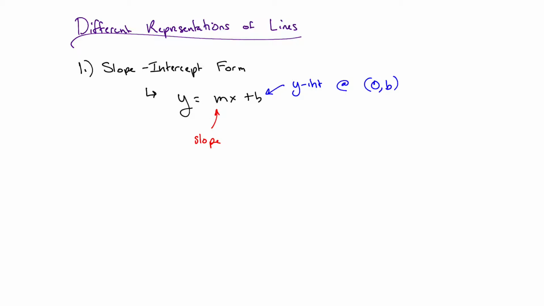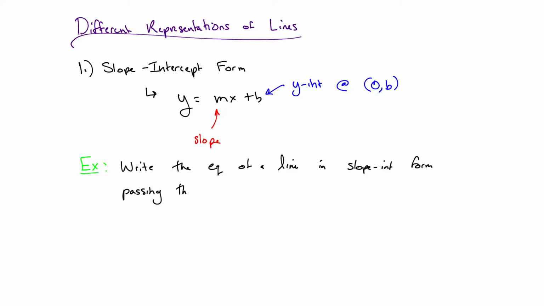So let's go ahead and do some examples with this. Let's start with one example to get things started. Write the equation of a line in slope-intercept form passing through (-3, 6) and (3, -2).